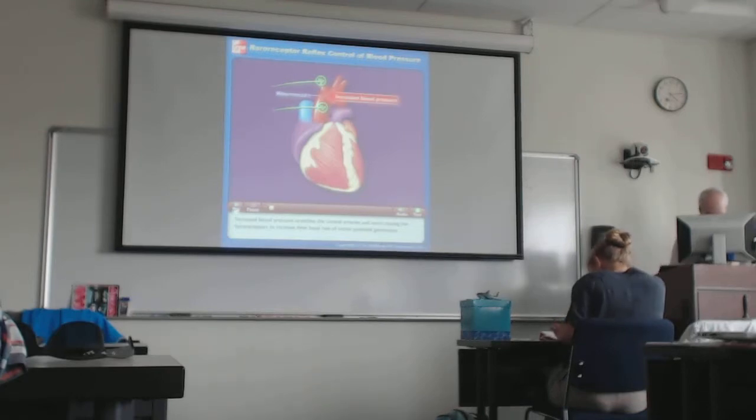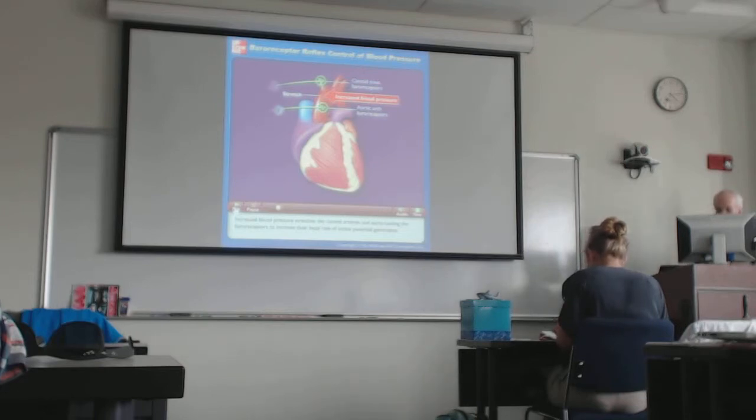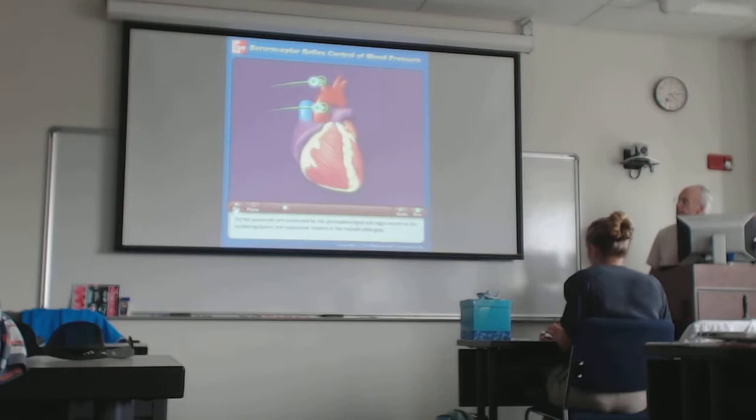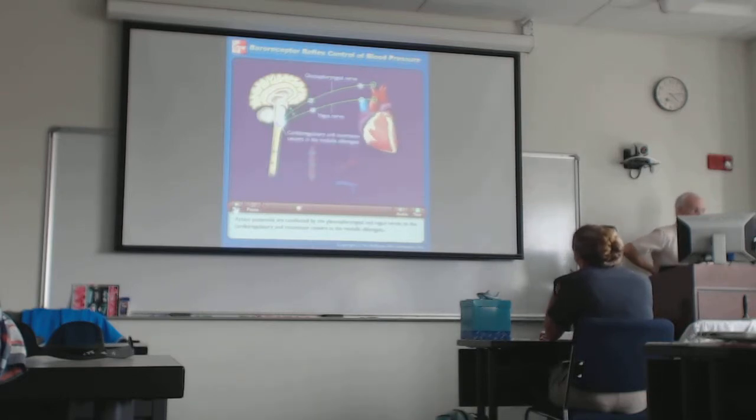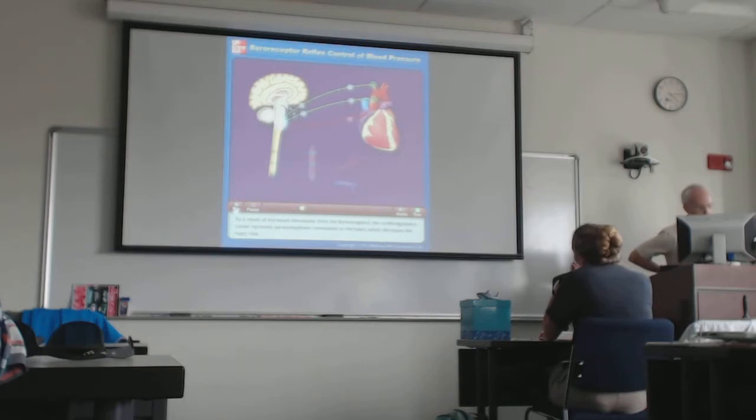Increased blood pressure stretches the carotid arteries and aorta, causing the baroreceptors to increase their basal rate of action potential generation. Action potentials are conducted by the glossopharyngeal and vagus nerves to the cardioregulatory and vasomotor centers in the medulla oblongata. As a result of increased stimulation from the baroreceptors, the cardioregulatory center increases parasympathetic stimulation to the heart, which decreases the heart rate.